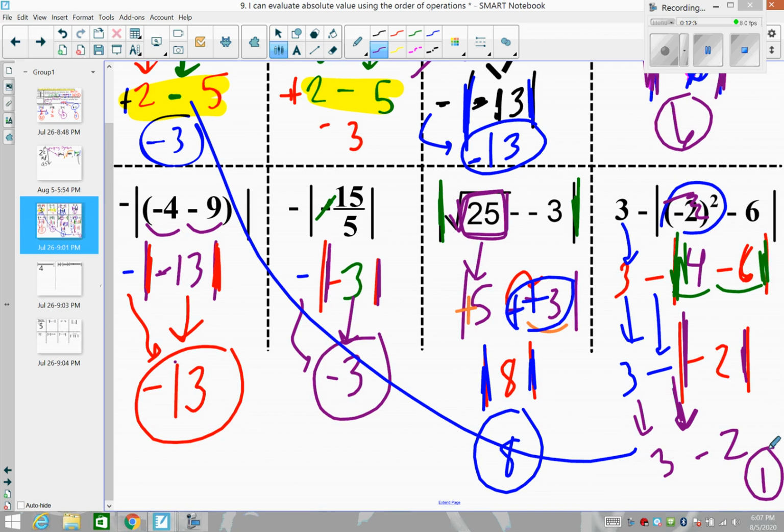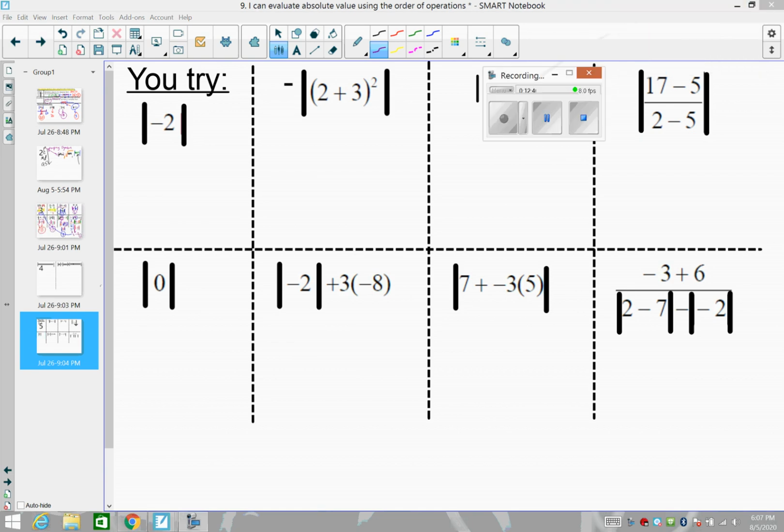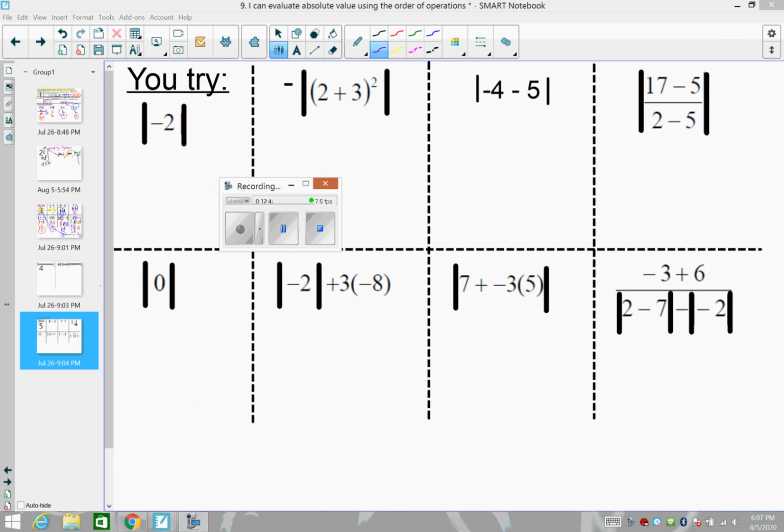So I think I'm going to stop there for our problems. Let me take a peek at this page and see if I want to do any of those. I think we'll do one more. We'll do this box up here. This will be our last one then for today. I want you to try this problem, then we'll be done.